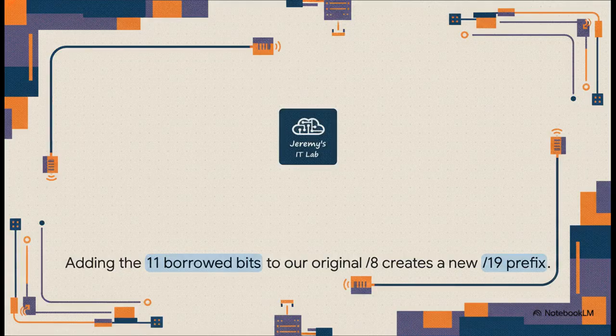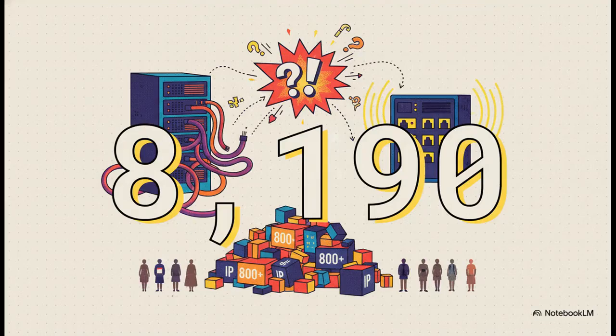So what does that do to our network? It's actually pretty simple. Our original network prefix was a /8. We just borrowed 11 more bits for our subnets, so we add them together. 8 plus 11 gives us a brand new prefix of /19. This gives us our 2,048 subnets. But what does that leave for the hosts inside each one? That's 8,190 usable host addresses in every single one of those 2,048 subnets. I mean, that is a ton of addresses.